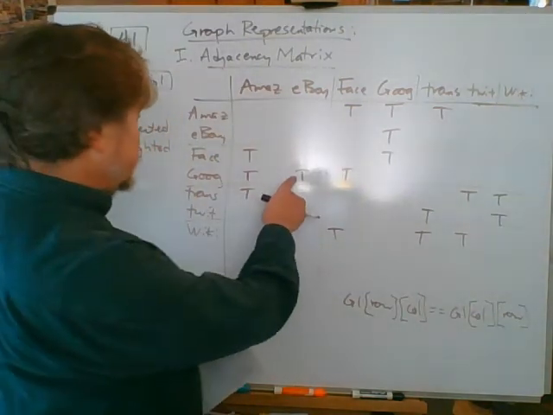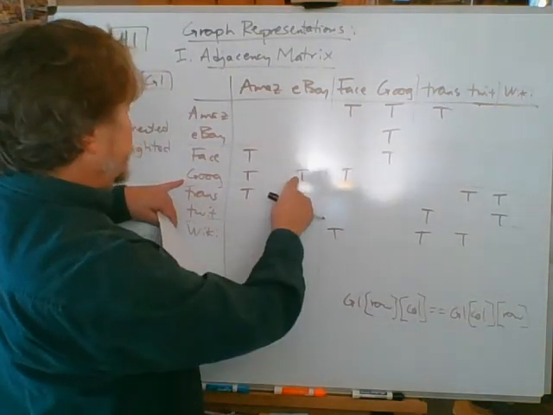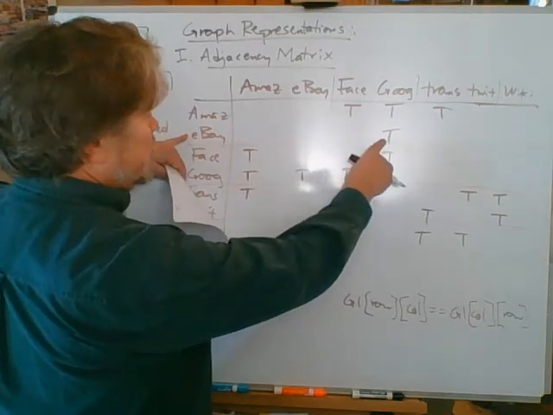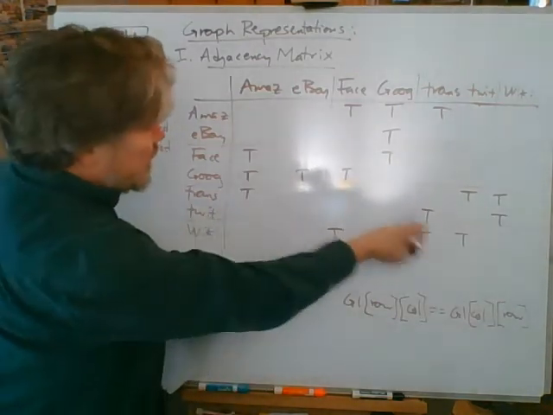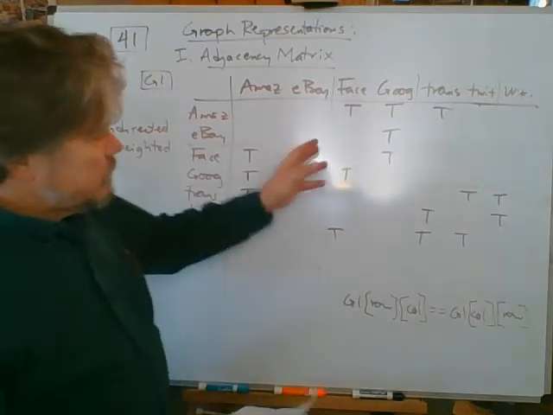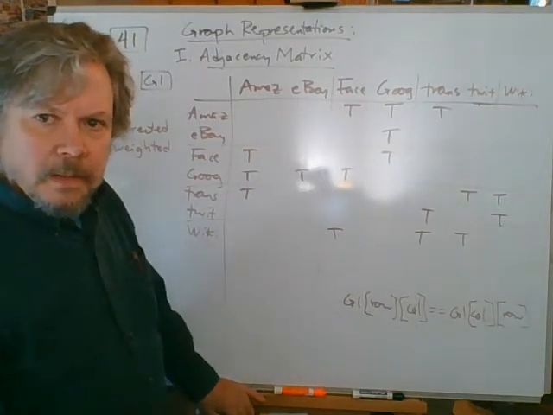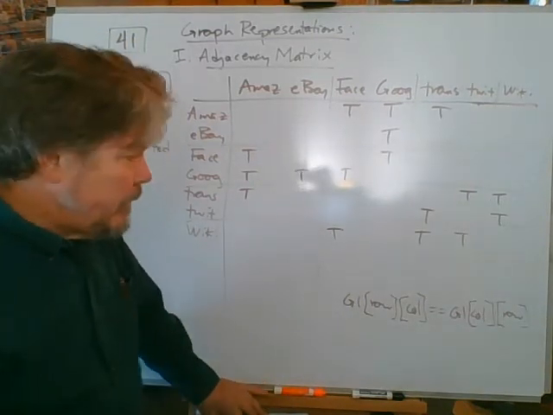So I'll choose this one. Google is adjacent to eBay. Well, then eBay has to be adjacent to Google. See how that works? So if you draw a line and fold this in half, then all those T's are going to match up with each other. Why is that important? Well, it may be important, it might not be.